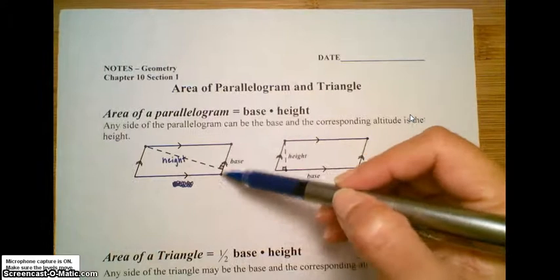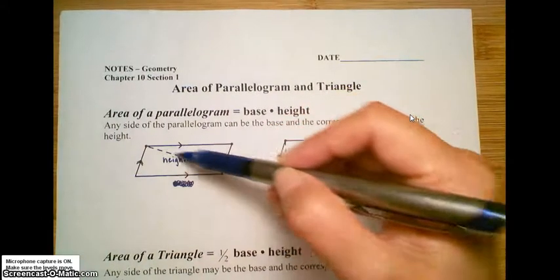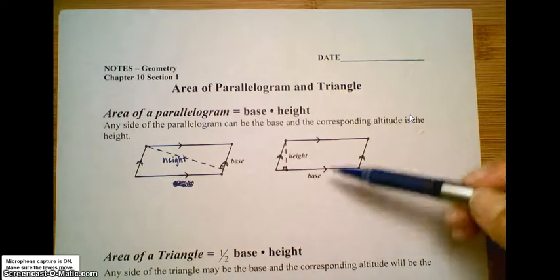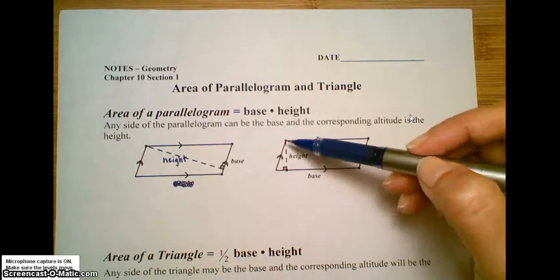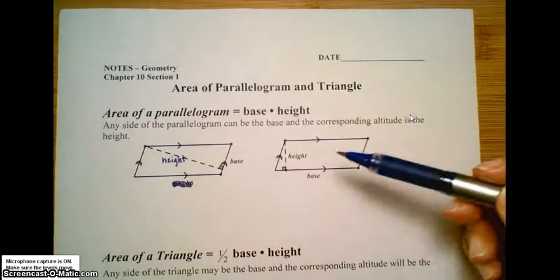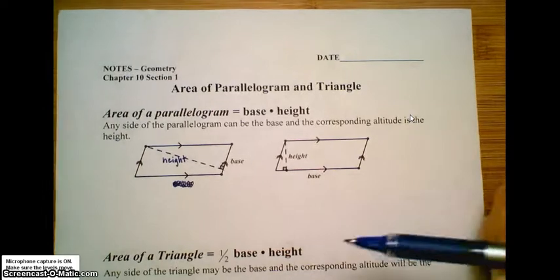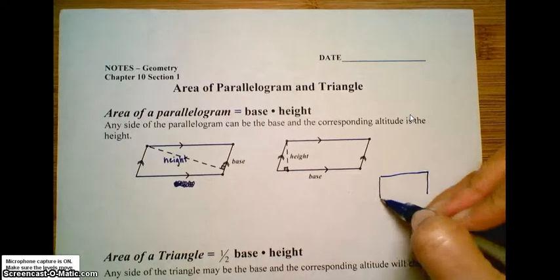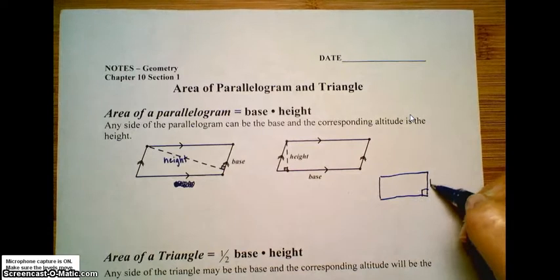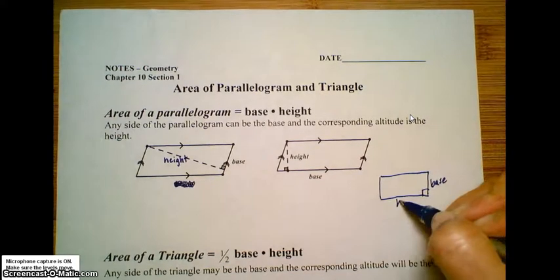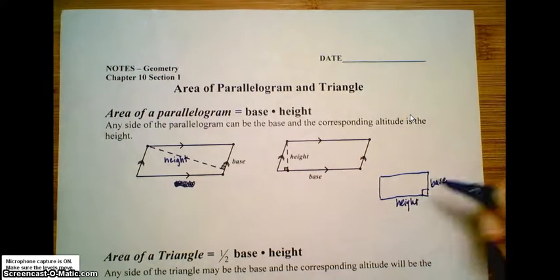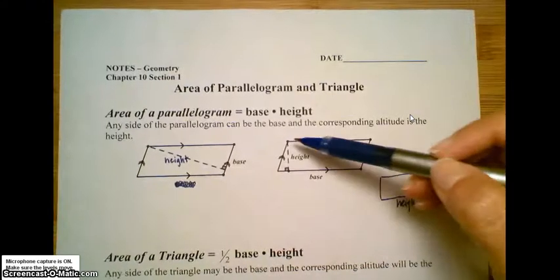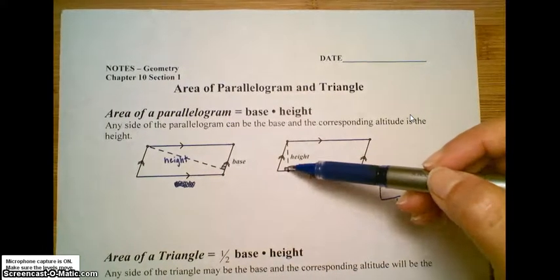So the base will always be a side. The height will be the perpendicular segment connecting that base to the other base, as in this one. The only time in a parallelogram when the base and the height are actually both sides would be, of course, in a rectangle, where one side will be the base and one side will be the height, or of course in a square. Otherwise, base will be a side, height will just be a perpendicular segment.